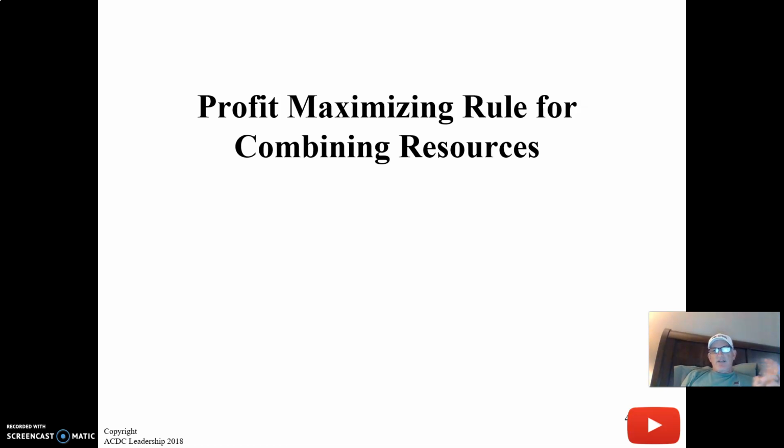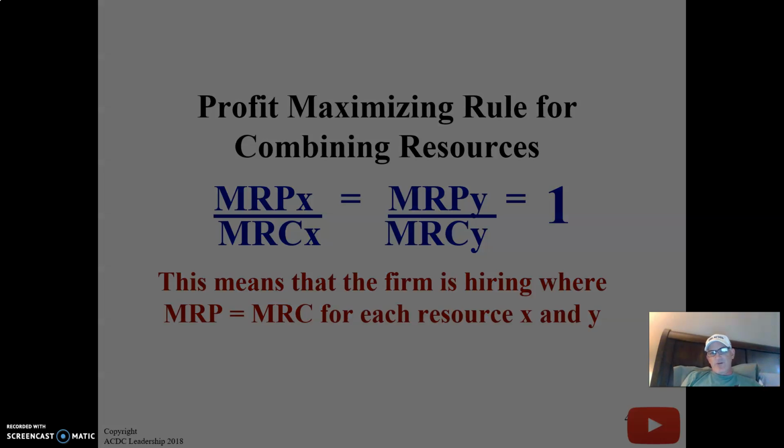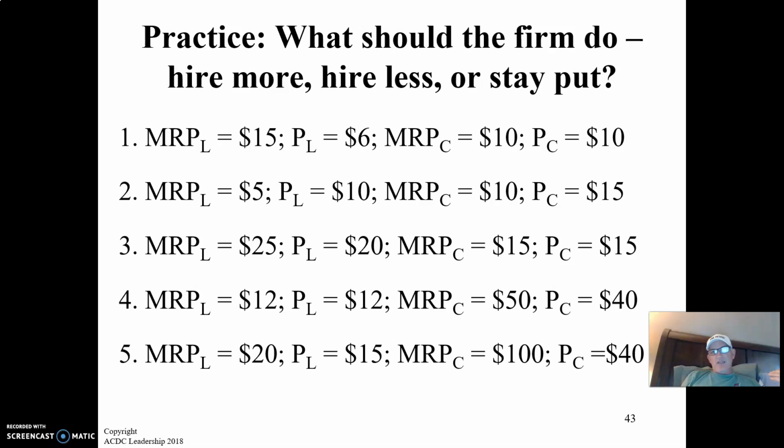All right? So let's take a quick look. Profit maximizing rule for combining resources. What I just told you, the MRP of X over the MRC of X will equal the MRP of Y over the MRC of Y, and that will equal 1. This means that the firm is hiring where MRP equals MRC for each resource, X and Y. Okay? That's why if they equal and they equal 1, then if we graphed it, it would be for both. But it's not going to ask you that way. That's really going a little further than what you need to know, and I'm going to show you here in just a minute.